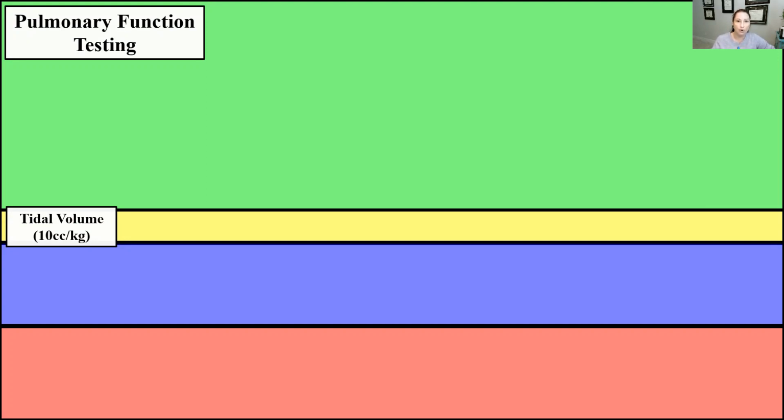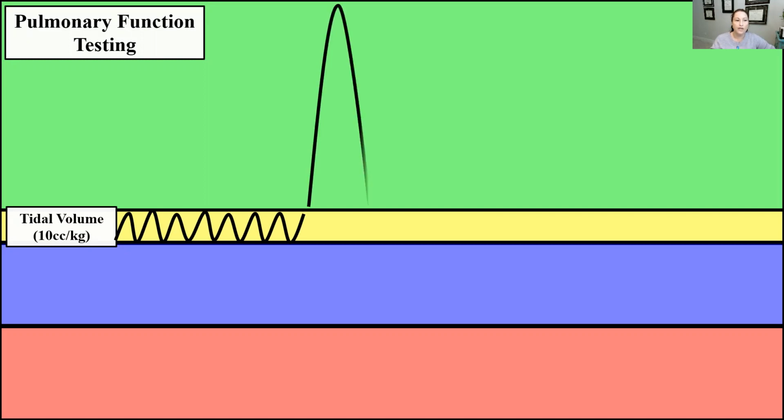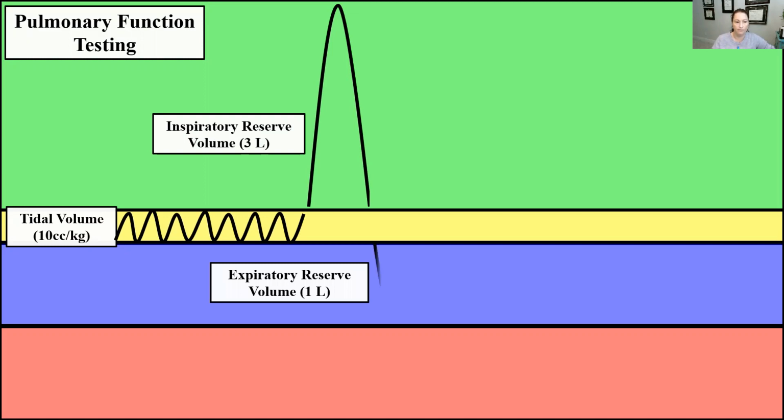Now let's talk about pulmonary function testing. It's important to be familiar with these capacities and volumes. We're going to start out with tidal volume. That's the normal amount of air going in and out as we're sitting here talking, and that's about 10 cc's per kilogram. Then we have the inspiratory reserve volume. This is the maximum amount of inhale above the tidal volume, and that's about 3 liters in a healthy person.